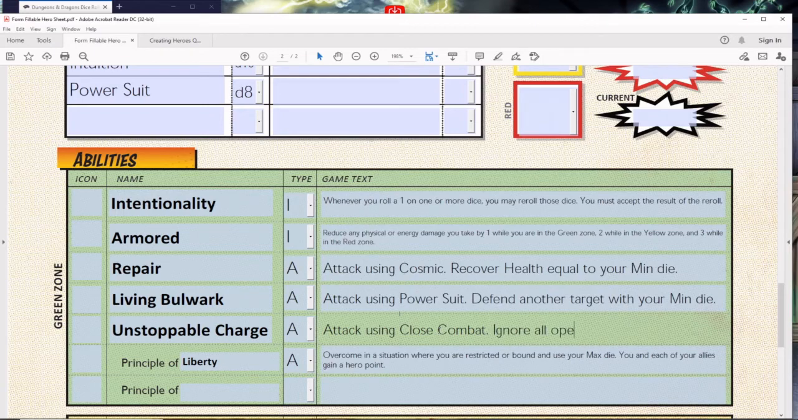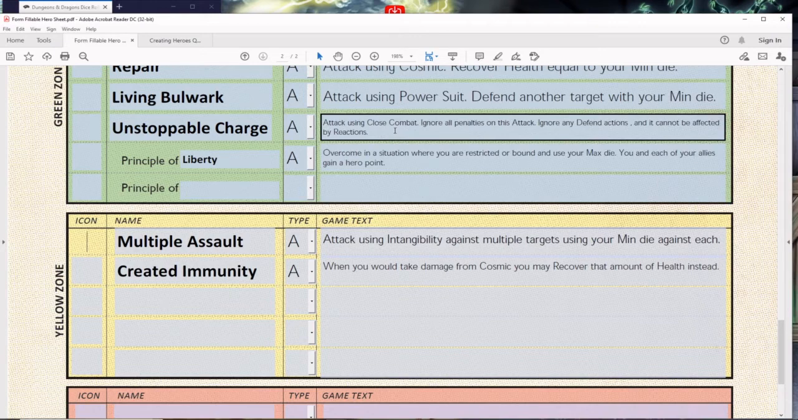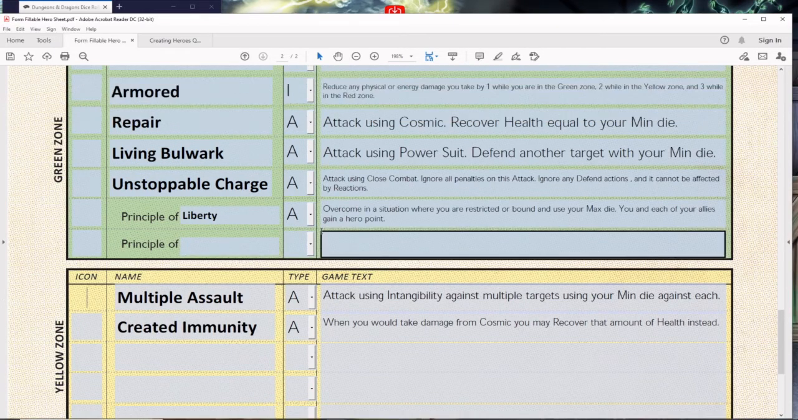Ignore all penalties on this attack. Ignore any defend actions. And it cannot be affected by reactions. That's pretty powerful. But it's just going to be using the mid die. It just has all this benefit that it literally cannot be stopped.